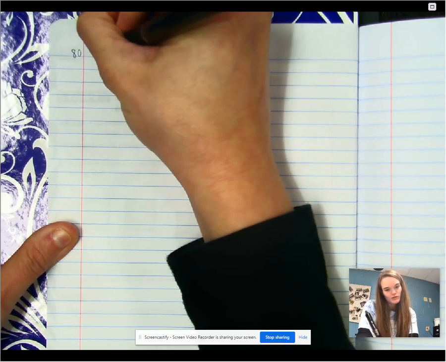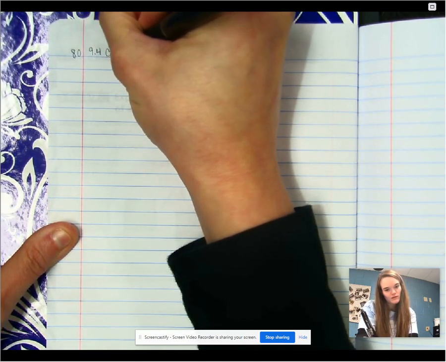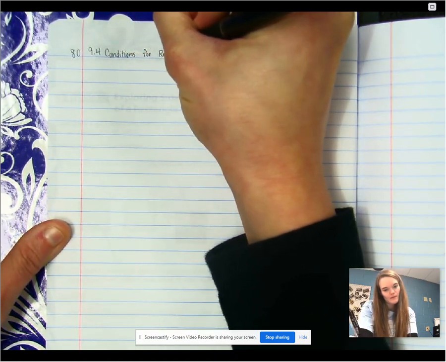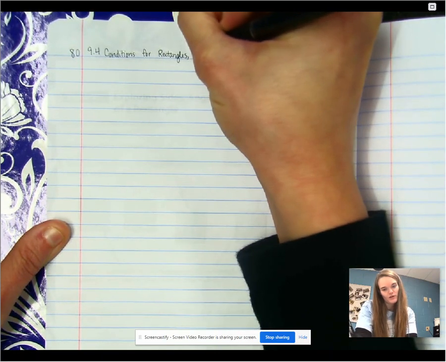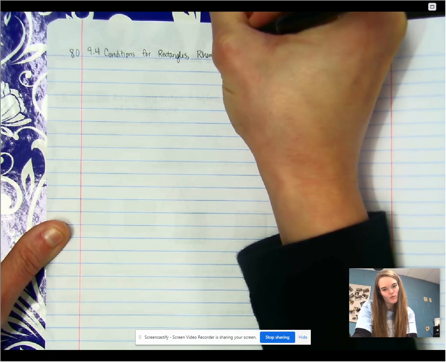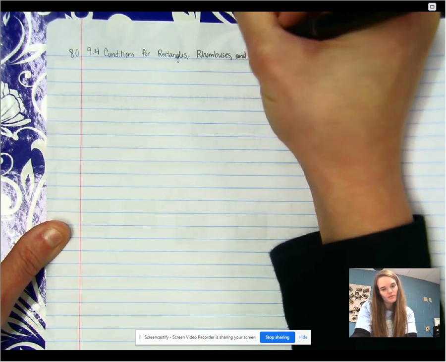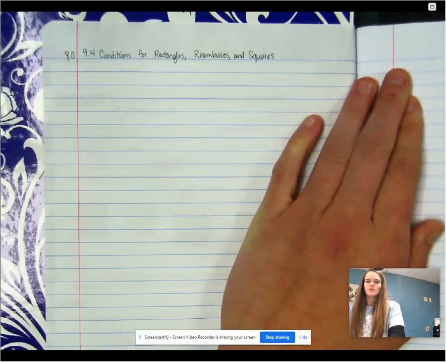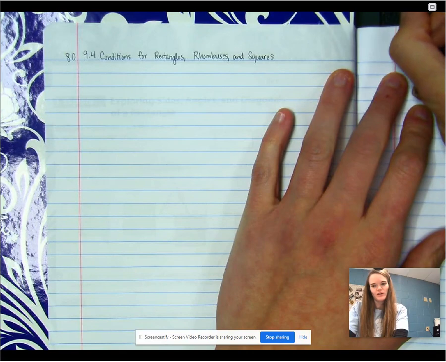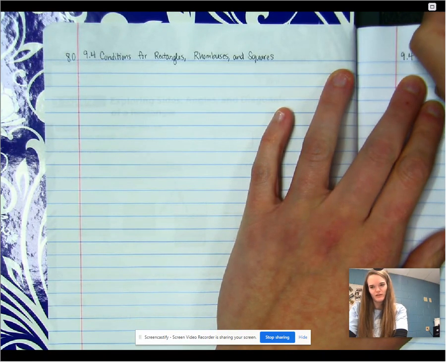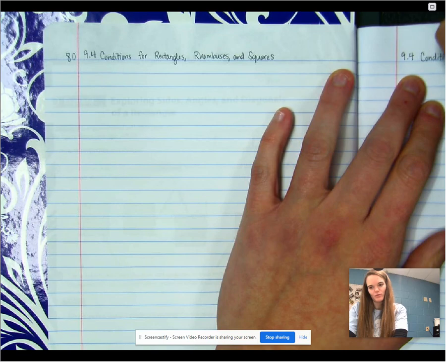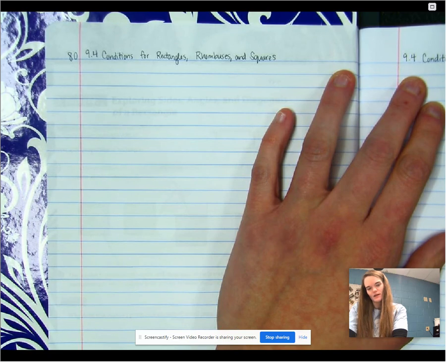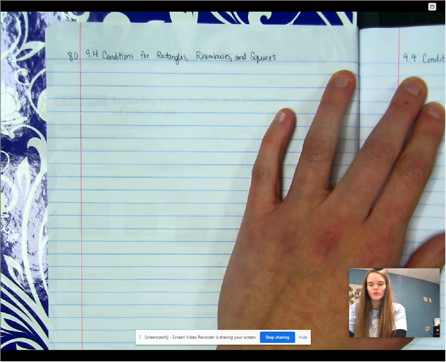Conditions for rectangles, rhombuses, and squares. And just like the conditions for parallelograms, they're very much going to be the same. It's just now, instead of saying these things are true because we know it's a rectangle, we're going to say we know it's a rectangle because these things happened. Okay, so it's going to be the opposite we're going to be proving today. And that's the title for 80 and 81, so I'm going to go ahead and label both.